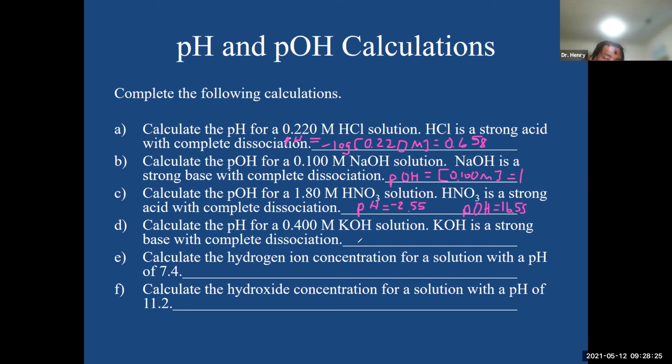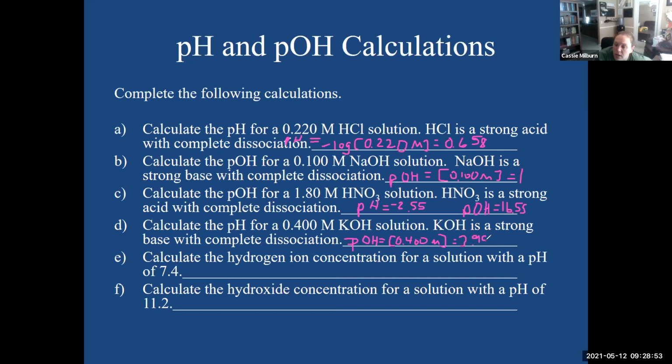So what am I going to do here? It'd be the same thing, right? Yeah, so in this case, we're going to calculate the pOH. So 0.398. You get a concentration of 0.400 molar. And that's, you said, equals 3.98. No, 0.398. Okay.